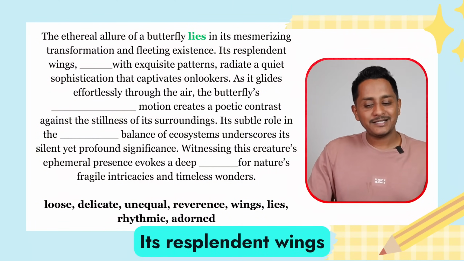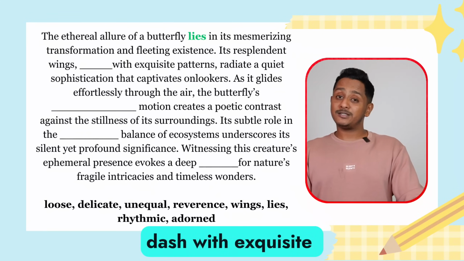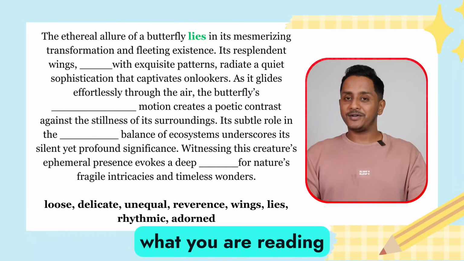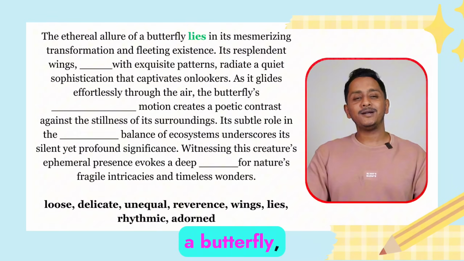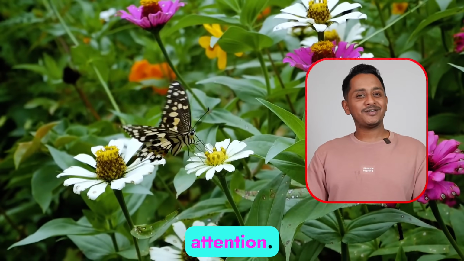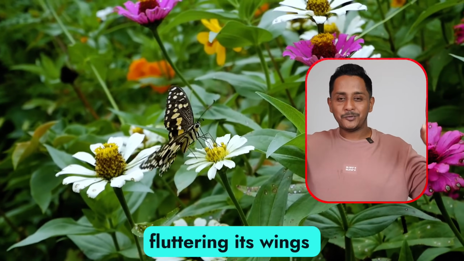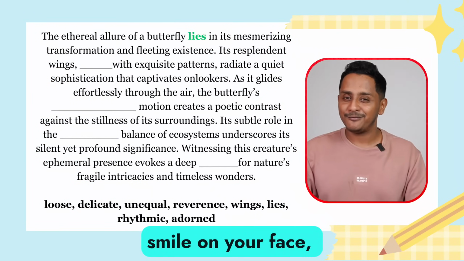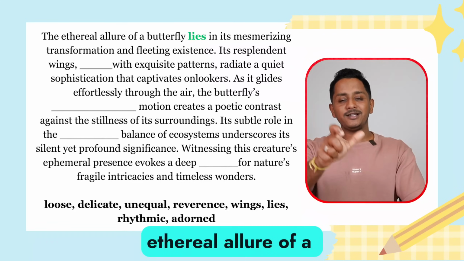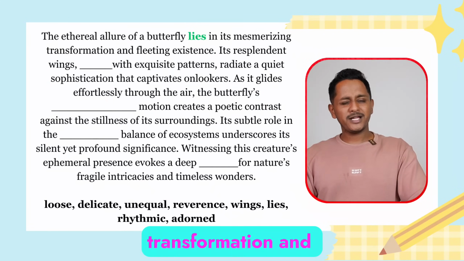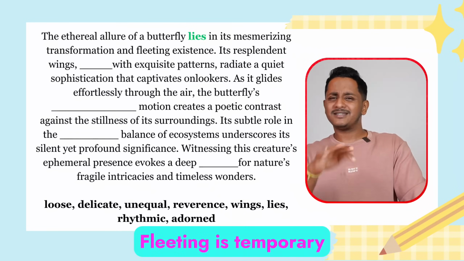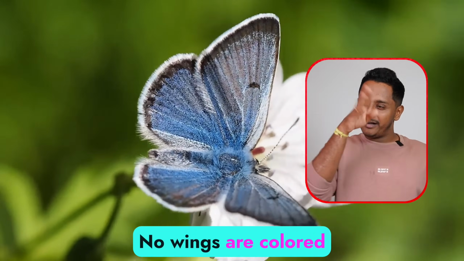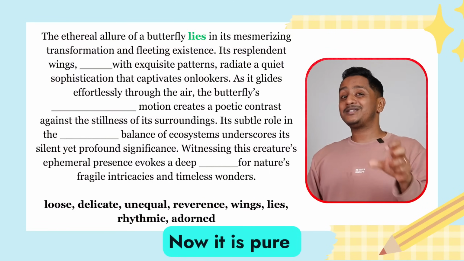It's resplendent wings dash with exquisite patterns. This is pure context. You need to know what you are reading. Let's read it from the beginning. The ethereal allure of a butterfly. A butterfly captures your attention. If a small, beautiful butterfly is fluttering its wings and moving around, you feel like watching it and you will have a smile on your face, isn't it? The same way, the ethereal allure of a butterfly lies in its mesmerizing transformation and fleeting existence. Fleeting is temporary. Its resplendent wings dash with patterns. No, wings are colored with some patterns. Correct?